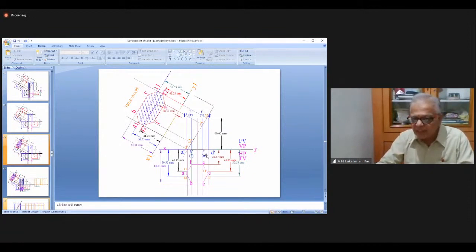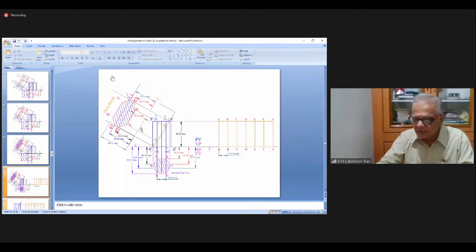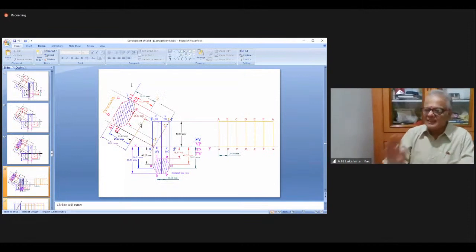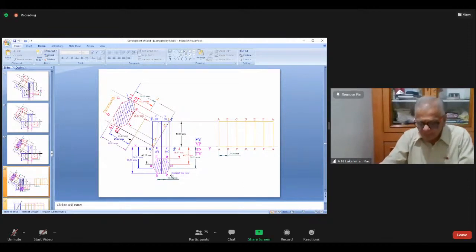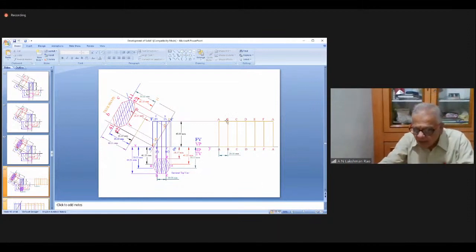Next, whatever I am doing is only development. It is not in this problem. When there is development, don't bother about true shape. When he asks for development, you have to draw the section, top view, front view, and development. When he asks for section, draw the true shape, front view, top view, this much. Don't draw development.